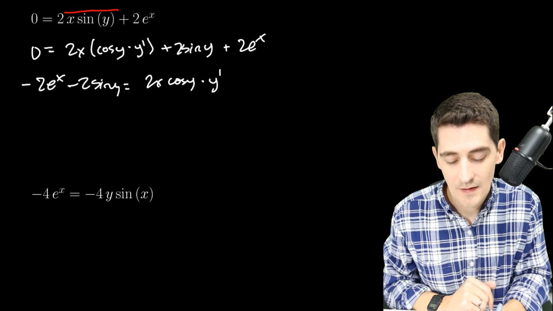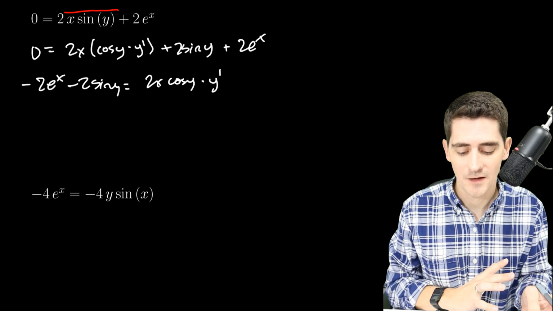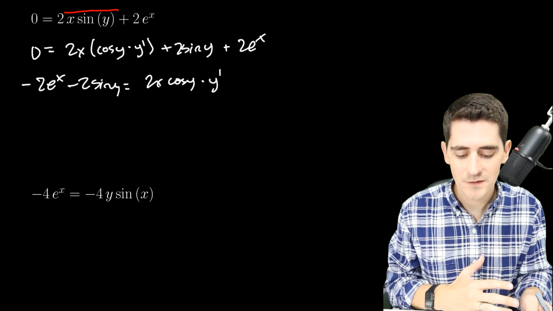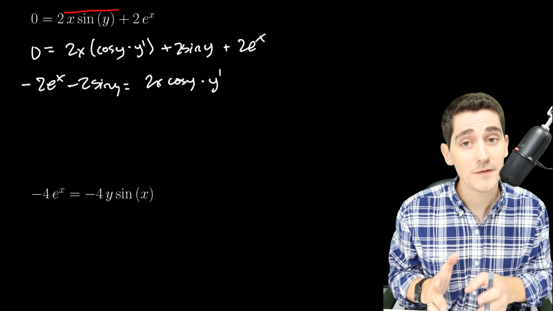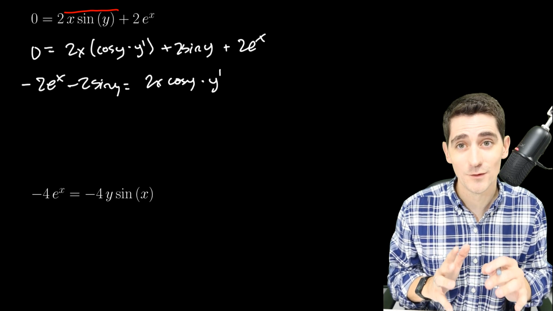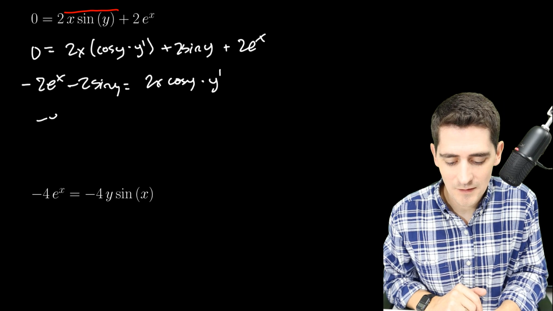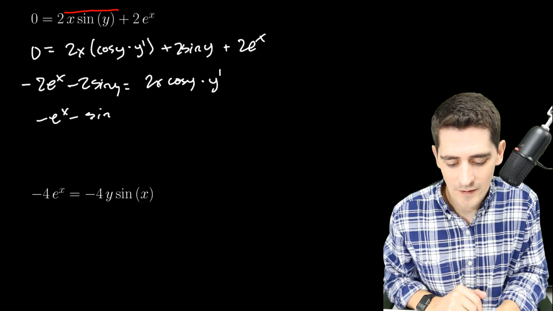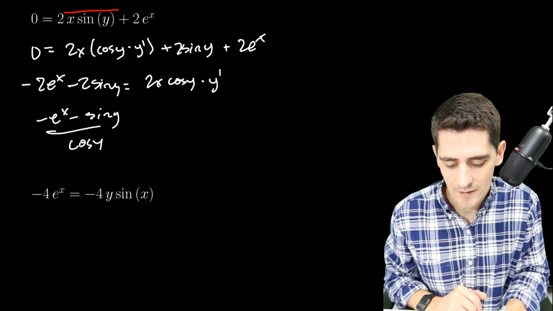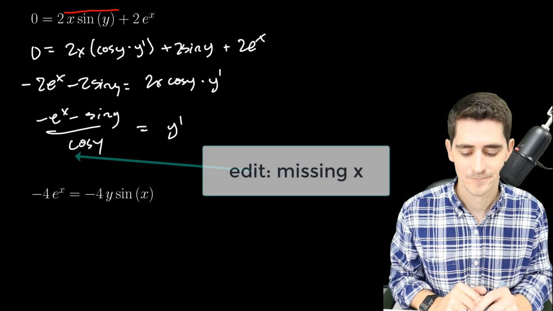And now, since I have a y prime factored out on my right-hand side of the equation, I can just divide by that. And notice everything has a 2 in it, so I'm going to go ahead and divide out the 2 as well. So I end up with negative e to the x minus sine y over cosine y. And that is your y prime.